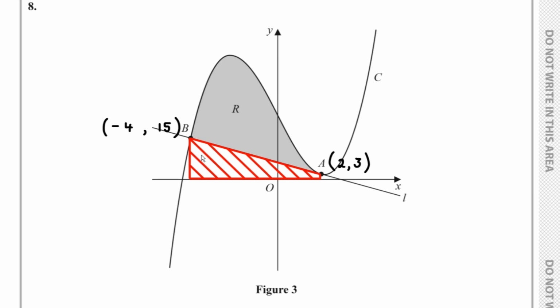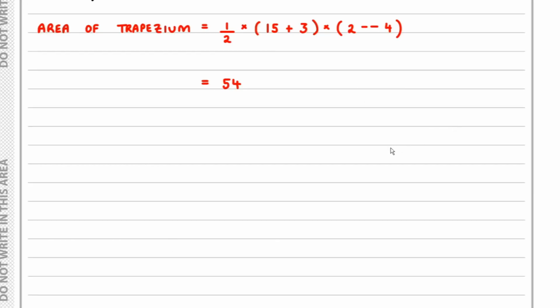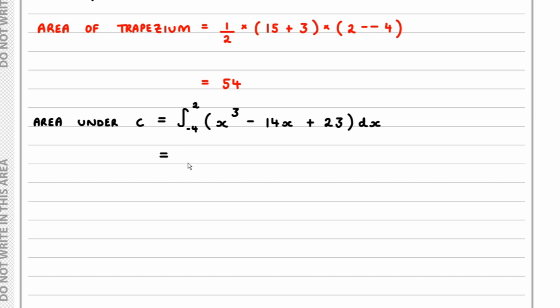Let us now find the area under C between negative 4 and 2. We can find that out using integration. So the area under C is given by the integral of x cubed subtract 14x plus 23 with respect to x in between negative 4 and 2. So let's work out this. Well, if I integrate x cubed, I end up with x to the 4 over 4. If I integrate negative 14x, I end up with negative 7x squared. And if I integrate 23, I end up with 23x.